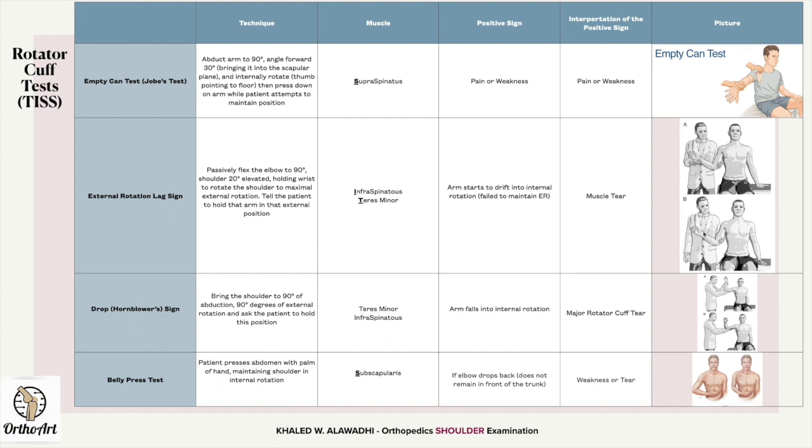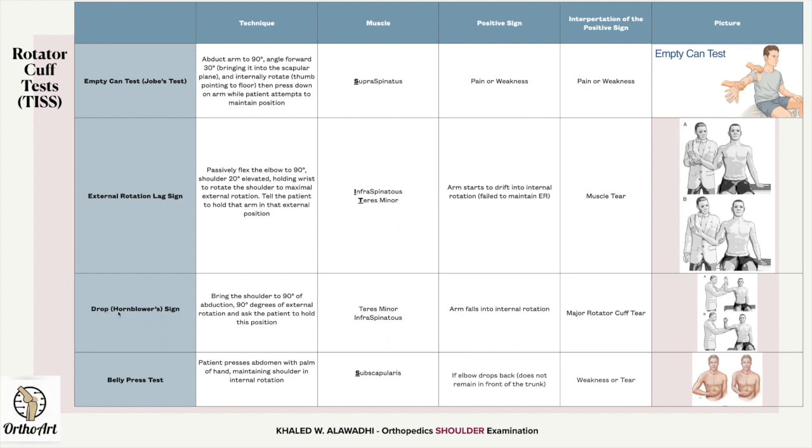If the patient is unable to maintain the external rotation, he will show a lag sign and try to adduct it back to internal rotation. This is called a lag in external rotation, and depending on the angle, usually more than 5 to 10 degrees is a positive sign.